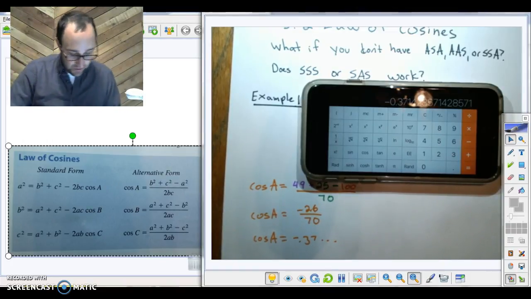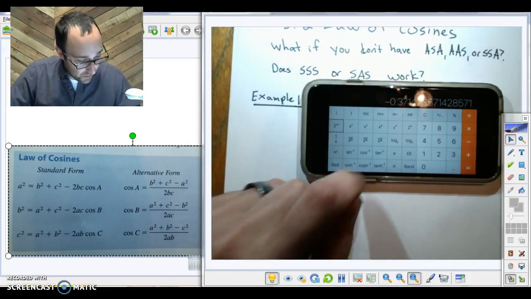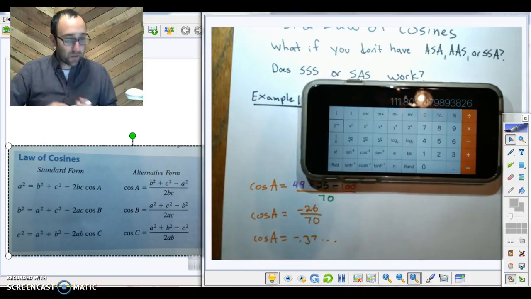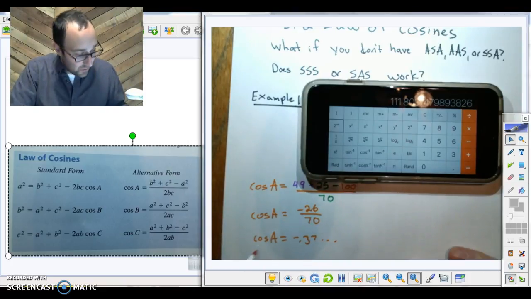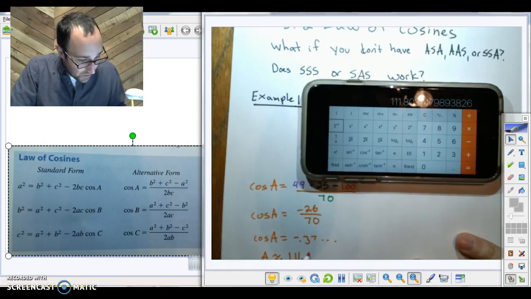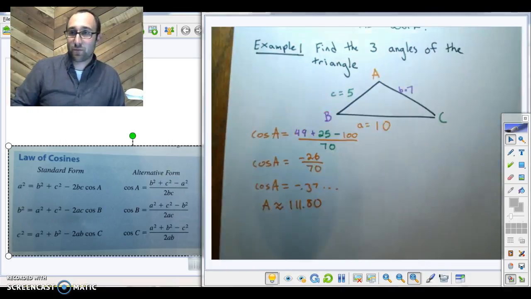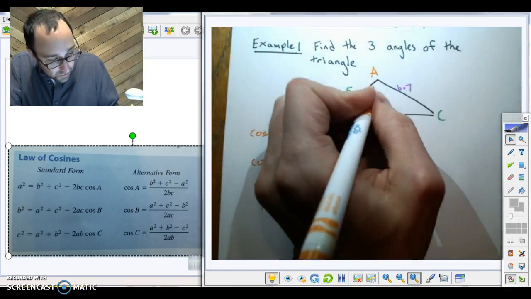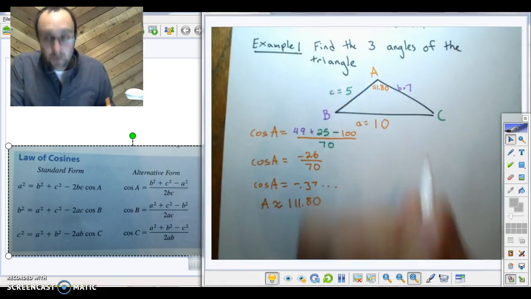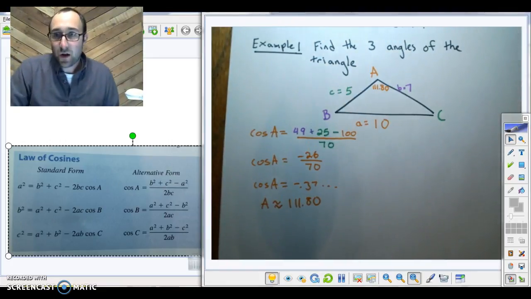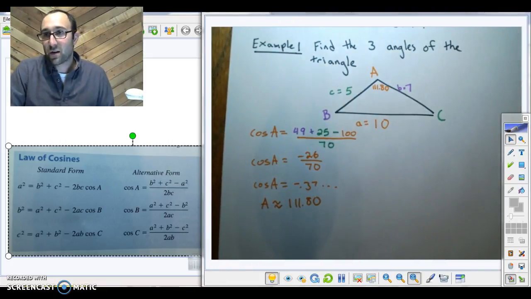And then I'm going to find the inverse cosine of that. So how do we do inverse cosine? Inverse cosine is 111.80. So we can say A is going to be about 111.80. Then let's put it right in here in our triangle, 111.80.